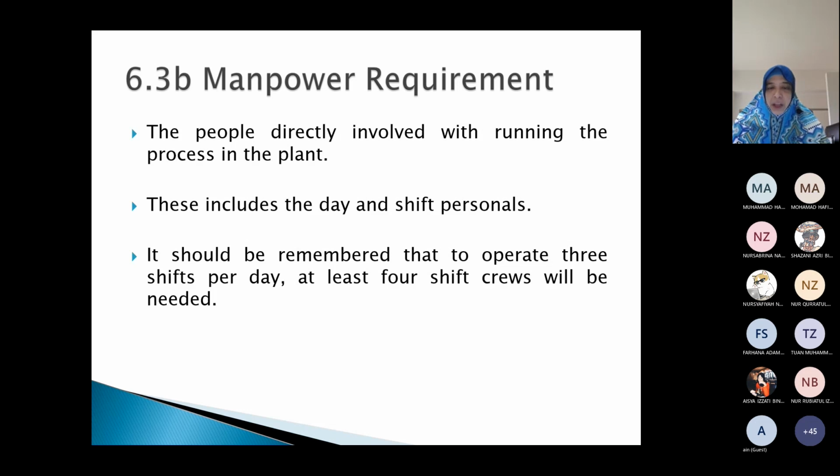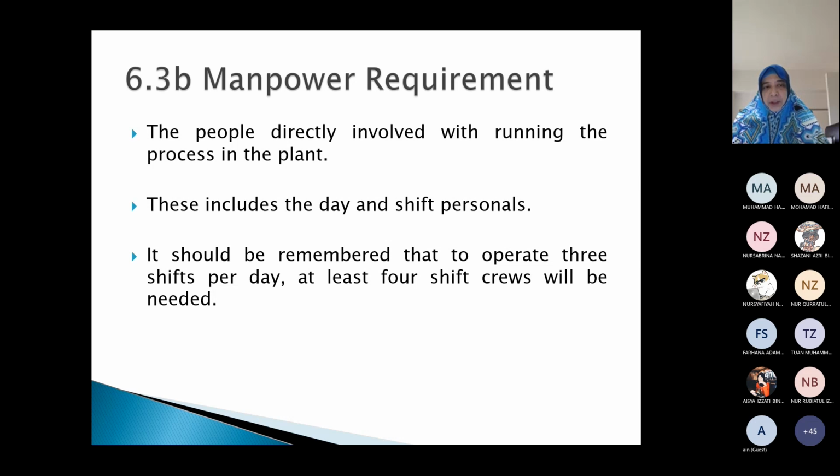So this includes the day and shift personnel, because you need to pay them. The cost is incurred, right? Because you need people to be involved. You need people to do the maintenance. You need people to control, all right?